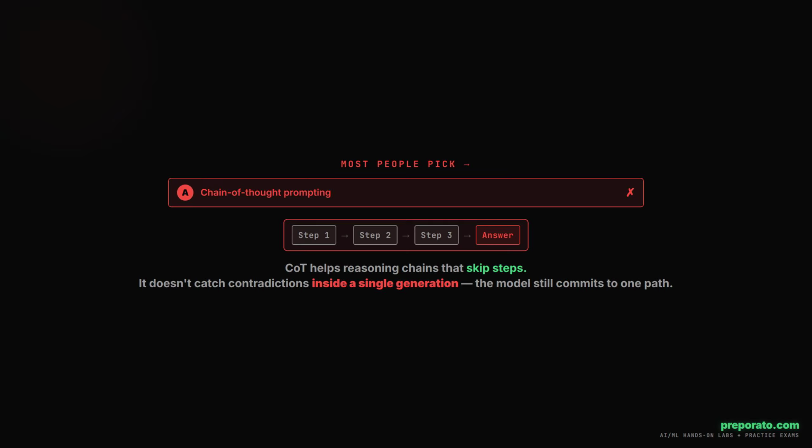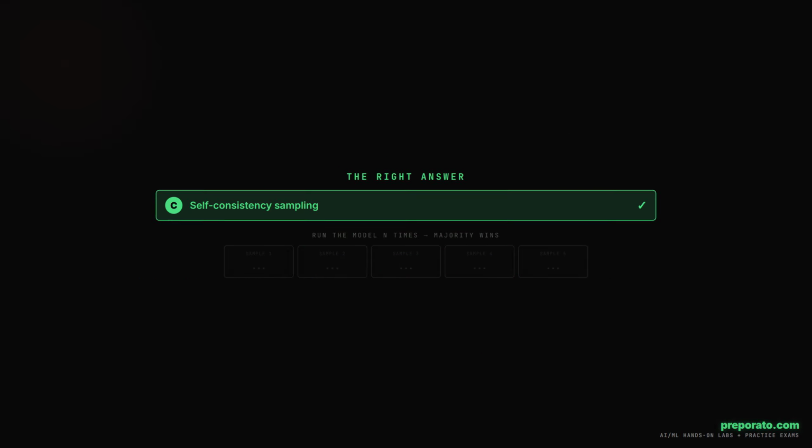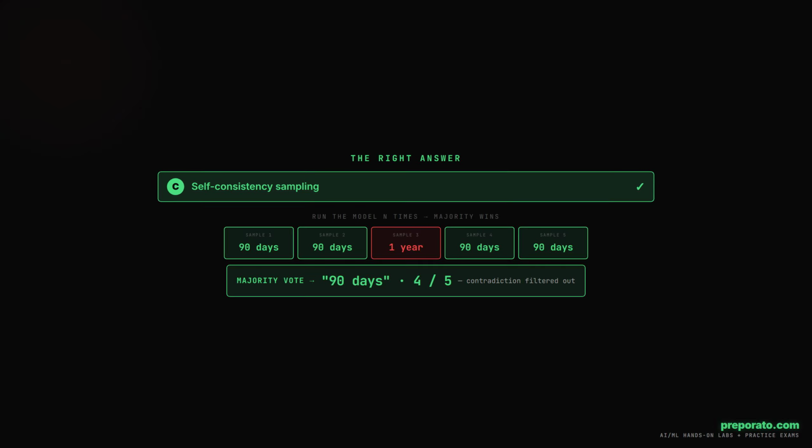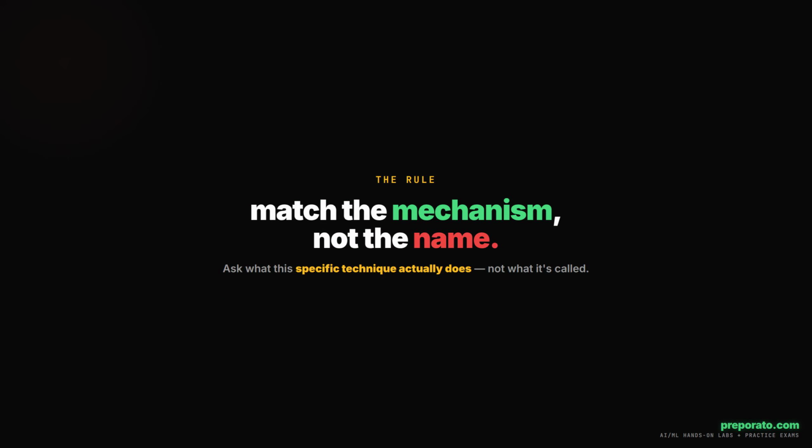But chain of thought helps with reasoning chains that skip steps. It doesn't catch contradictions inside a single generation, because the model is still committing to one path. The right answer is C, self-consistency, which runs the model multiple times and takes a majority vote on the final answer. Internal contradictions show up as minority answers and get filtered out before the user ever sees them. The exam loves this pattern because it rewards understanding the mechanism of each technique, not just the name. Read every prompting question by asking what this specific technique actually does, not what it's called.